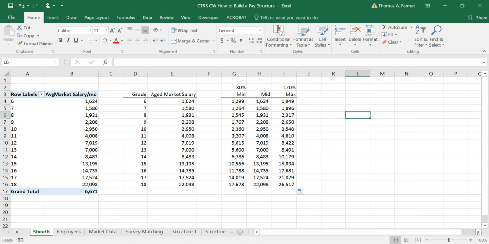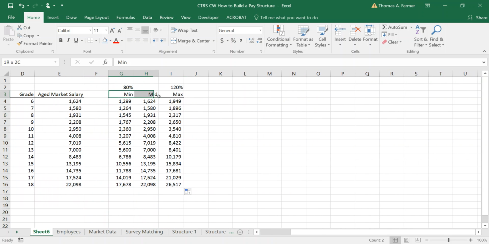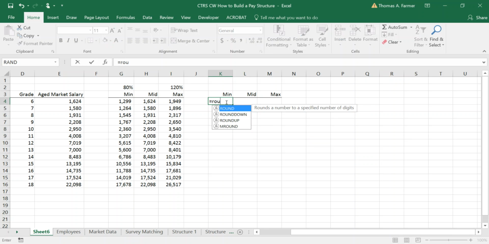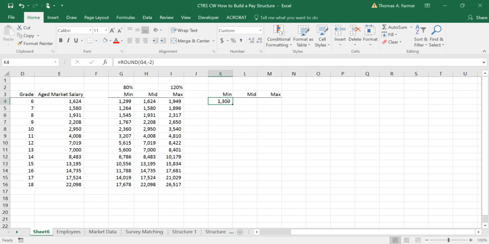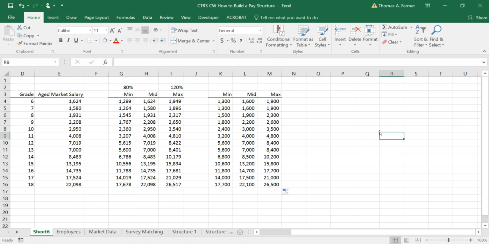Now, I also like to round the numbers, so if you like rounding the numbers, maybe there's a chance you can memorize the numbers. So equals round, select the number, comma, -2 if you want to see 2 zeros. Round it to the nearest $100. These are Singapore dollars, by the way. They're not pesos. So here we have a simple structure.